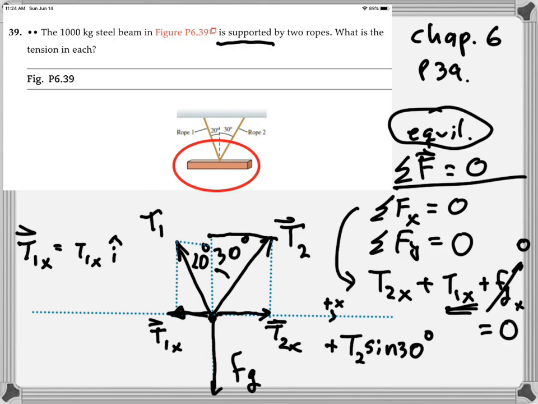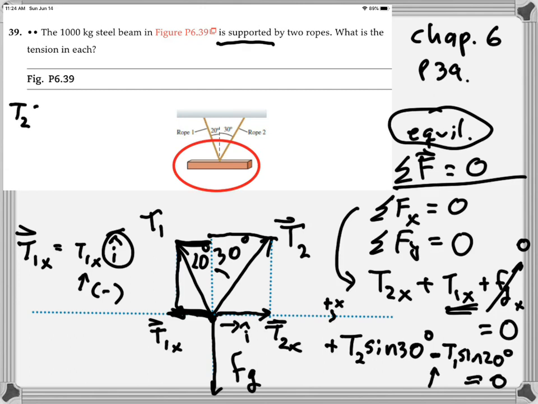i hat is defined as a unit vector in the positive x direction. Since T1x is pointing in the negative x direction, the number T1x is a negative number. So the x component of T1 needs to be entered as a negative number. Its magnitude is T1 times the sine of 20 degrees. And the sum of those two is equal to 0. So moving the T1 sine 20 to the other side gives us this equation: T2 sine 30 degrees equals T1 sine of 20 degrees.